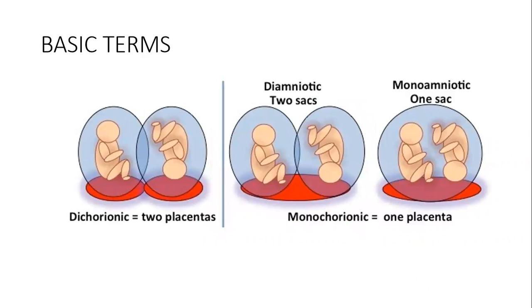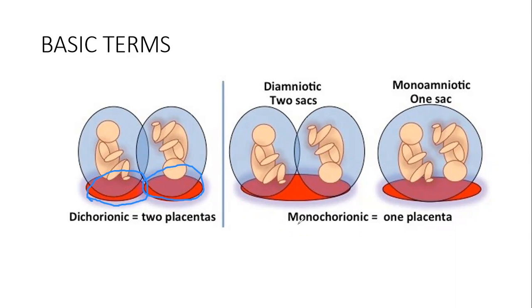Some basic terms, right? Very basic terms. If we know these terms, we cannot get the question wrong. Okay, so let's see the terms. First, dichorionic. Dichorionic means two placentas, right? We say chorionic villi sampling, so we should know chorionic is related to the placenta. As you can see on the left side, this red one is a placenta, and you can see two different placentas. So this is dichorionic.